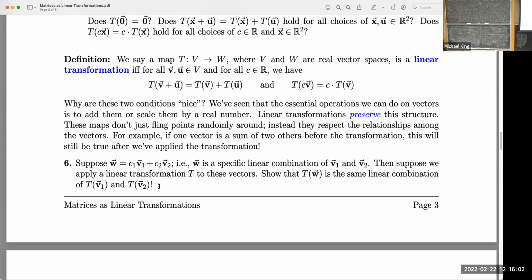And in particular, there's a couple things you could say here. For example, if you have T of C1 V1 plus C2 V2, you can pull the constants out and then distribute over addition. I guess the order would be the other way. You would distribute over addition and then pull the constants out, right?